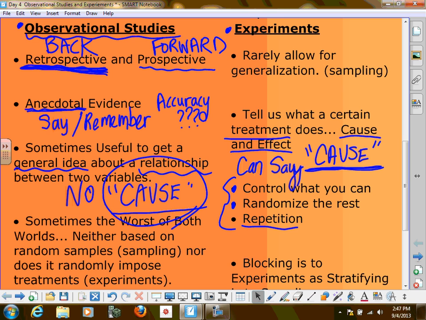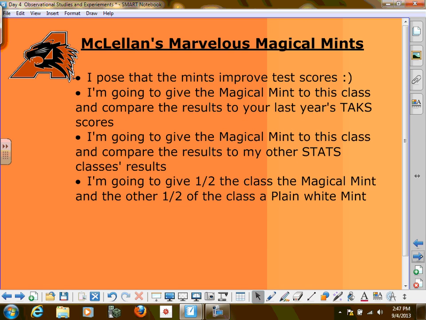I have one last little thing that I'm going to do, but you guys can pack up because this will take right to the bell. We're going to discuss McClellan's Marvelous Magical Mints. Oh, alliteration.